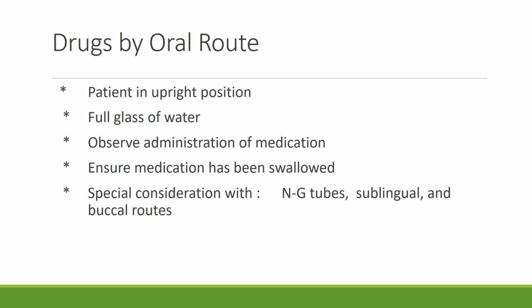Other oral routes, be aware that if it's ordered sublingual or buccal, this medicine's not to be swallowed, but instead placed either under the tongue or between the gum and cheek. NG tubes, usually you're going to be dissolving the medication in water and inserting it into the gastric tube, and make sure that the NG tube is flushed before and after the administration of the medicine. You also need to verify placement before you insert a medication through the NG tube.